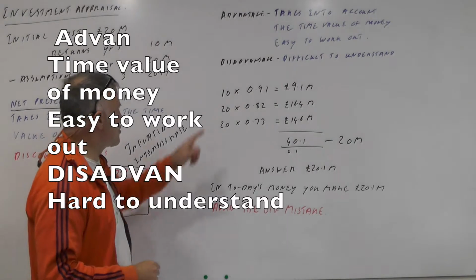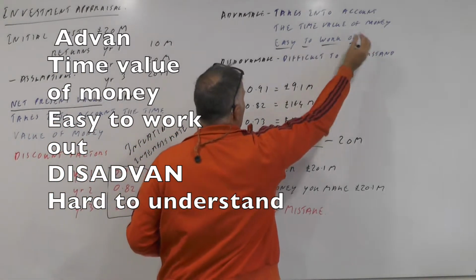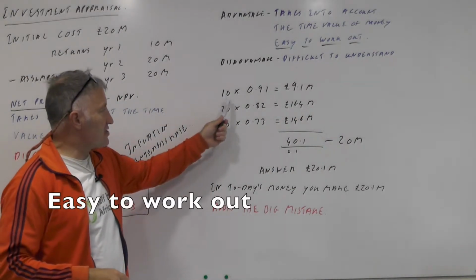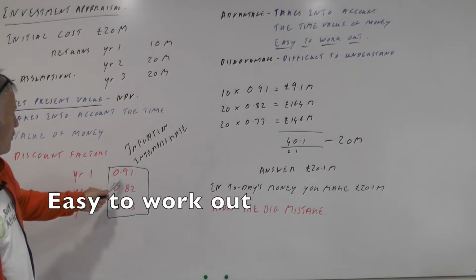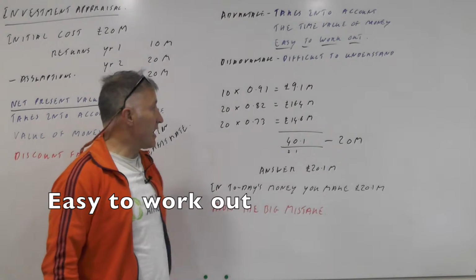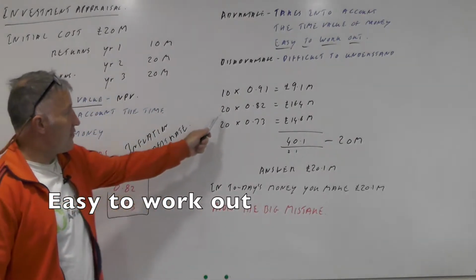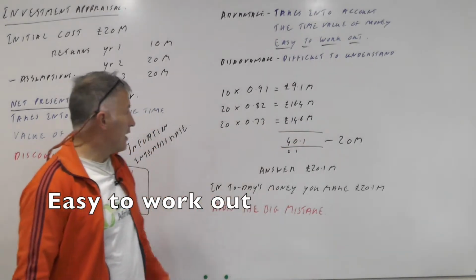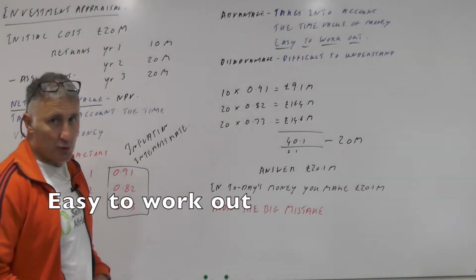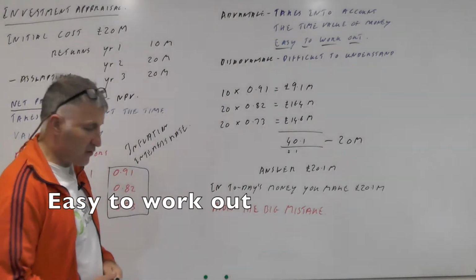So in this case, all we do is, as I just said, it's easy to work out. We have £10 million in a year's time. We multiply that by 0.91, 10 million times 0.91, and that is equal to 9.1 million pounds. Then we've got 20 million times 0.82, that is worth 16.4 million, and 20 million times 0.73, and that is going to be worth 14.6 million. We add them all up and that comes to 40.1 million pounds.